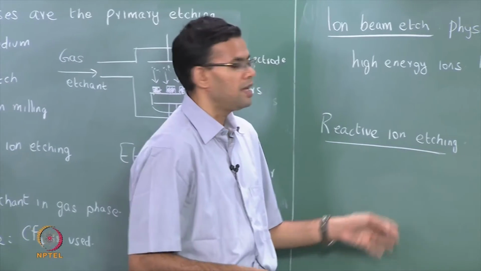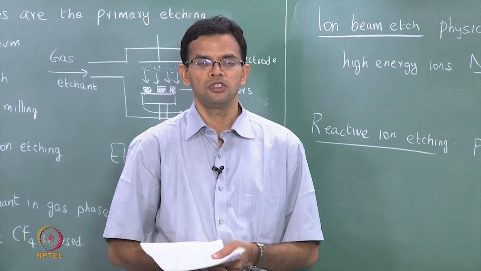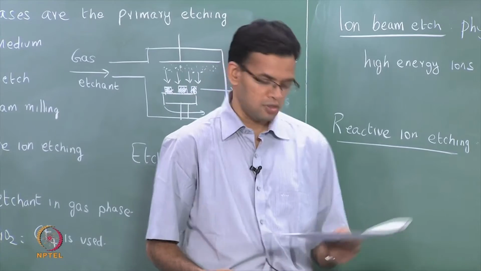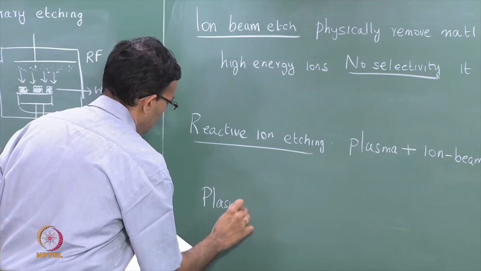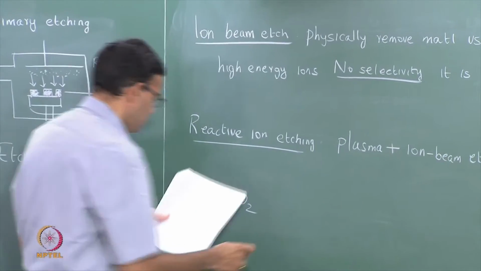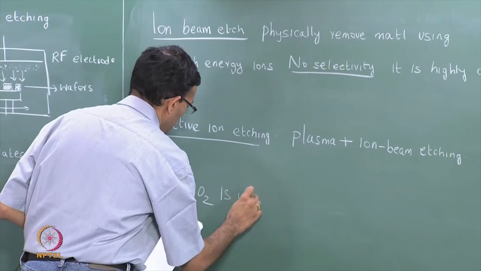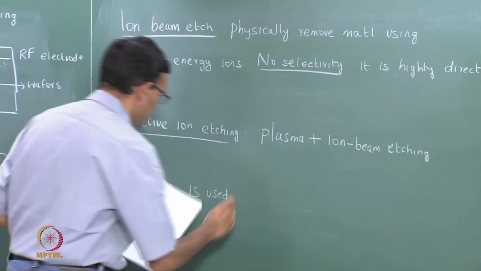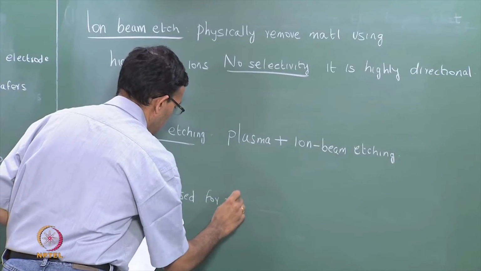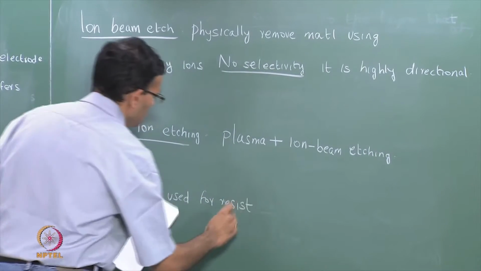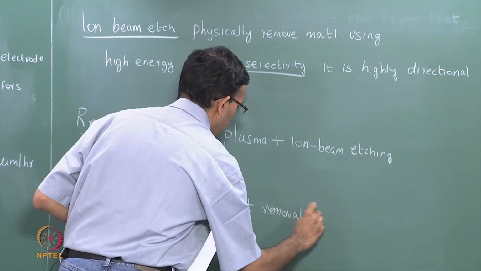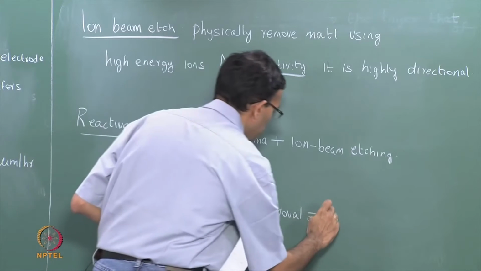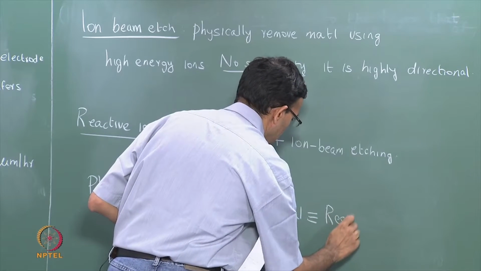So usually dry etching with oxygen plasma is used in order to remove photoresist. This process is usually called resist stripping.